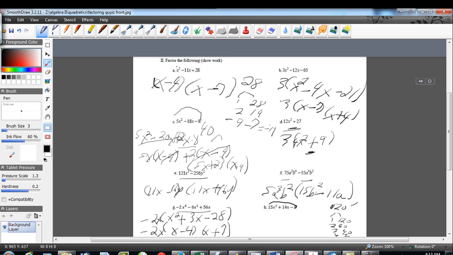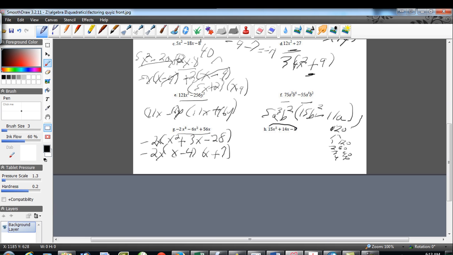Come up here to finish my tree. Actually, I should have some more room down here. 5, 24, 6, 20, 8, 15, 10, and 12. If you notice, this guy here is negative because I see a negative, I see a plus. 20 minus 6 is 14.